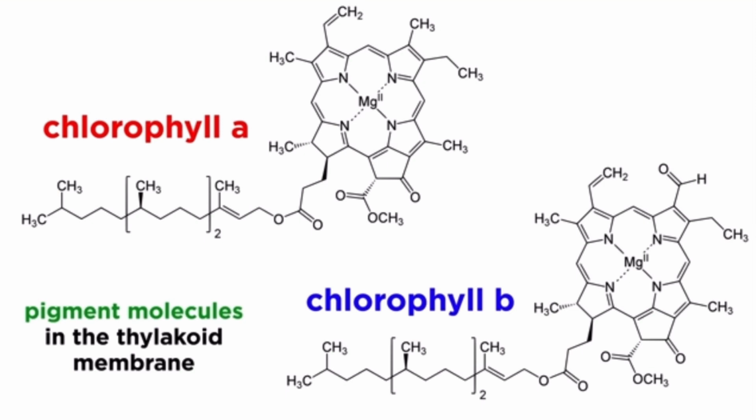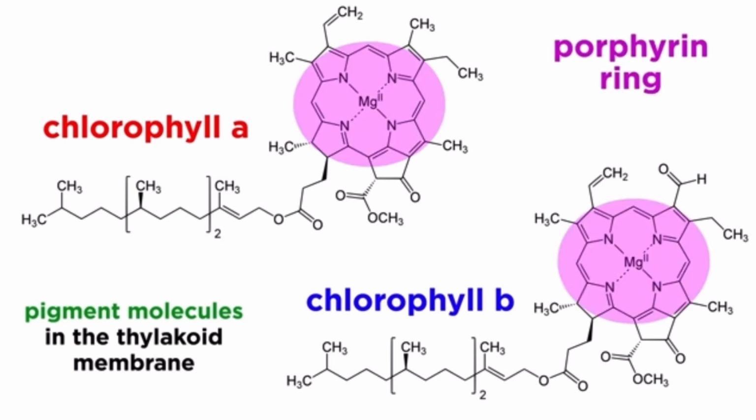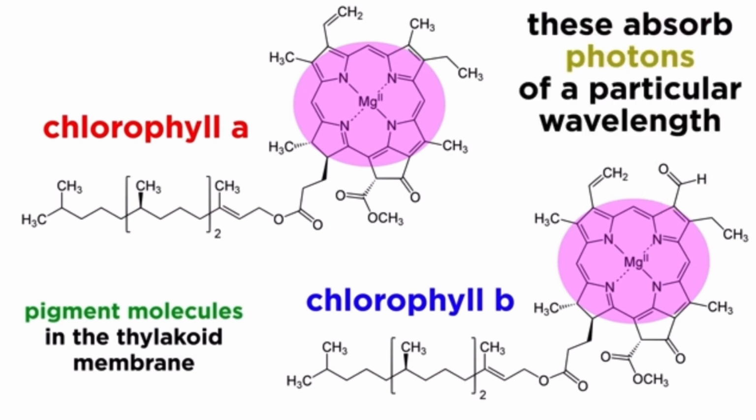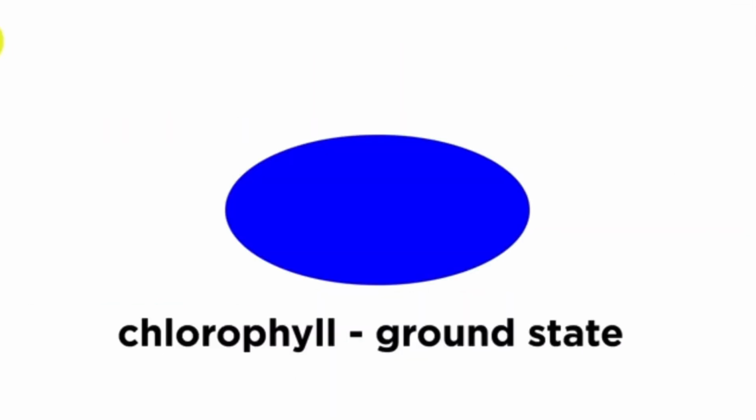molecule called chlorophyll. Chlorophyll can take either an A or B form, differing only in one functional group inside the porphyrin ring, either a methyl or aldehyde group. The porphyrin ring is what gives the molecule the capacity to absorb sunlight in a unique way.